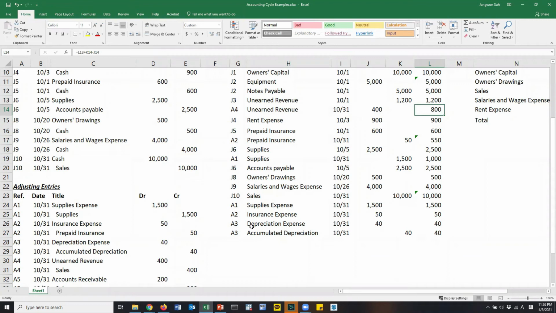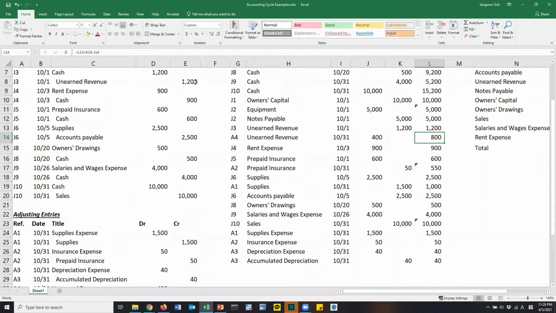Make sense, right? You initially recorded your liability 1200. But as of October 31st, you recognize that it's not 1200 anymore. We've earned 400. Yes. So our unearned revenue balance is now not 1200, but 800. Yes, yes, yes, yes.